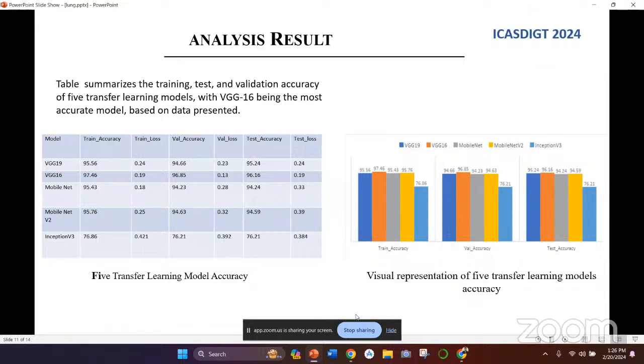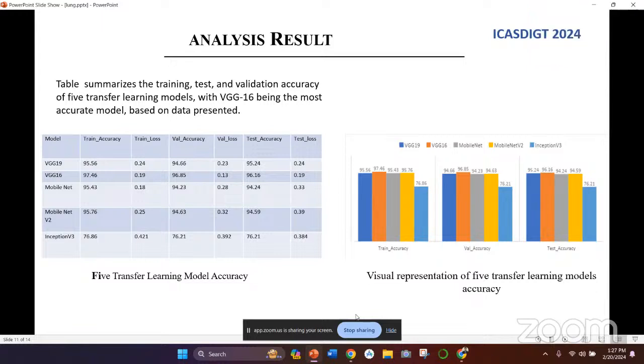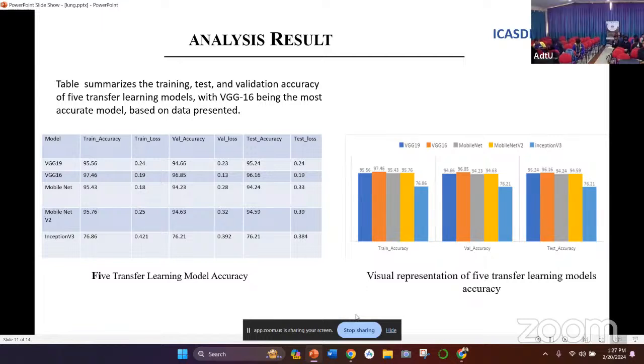Actually, I used many research papers. Because if it is the same set of data, then only you can compare. Otherwise, the comparison is not fruitful because you are comparing different numbers. You will not get very accurate results.